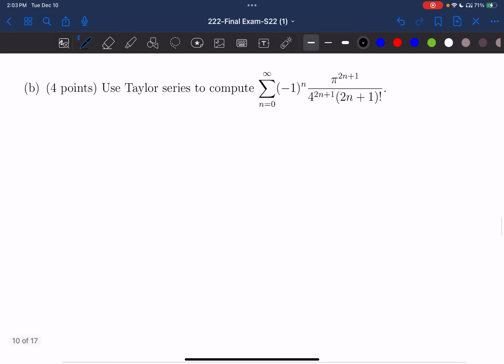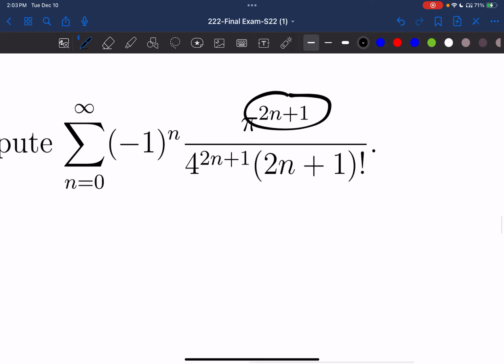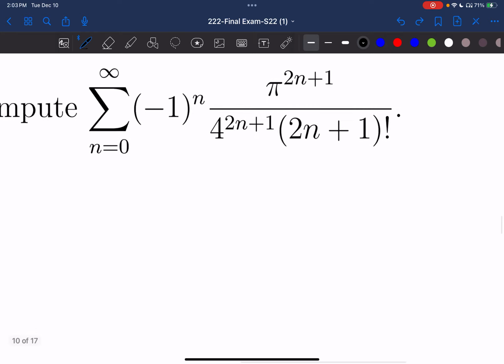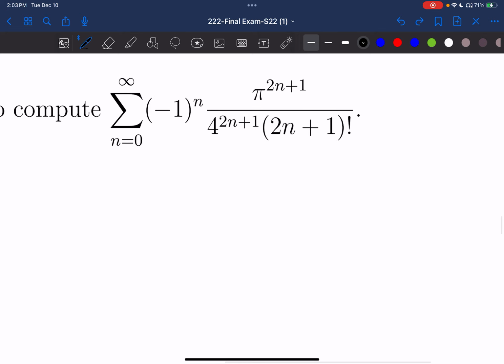Use Taylor series to compute this. The trick about this is we have to realize this power and this power is the same thing. After you realize this, it becomes a very easy question. Let's combine the bases.